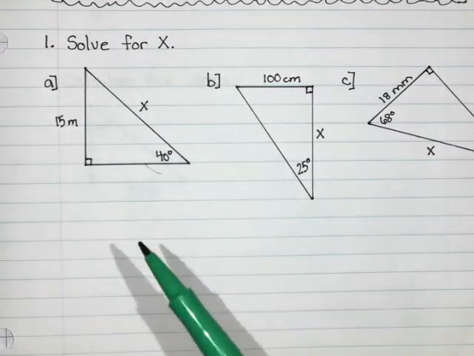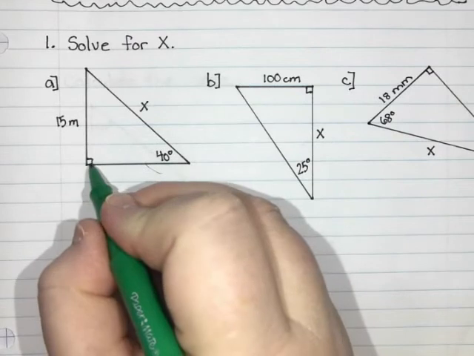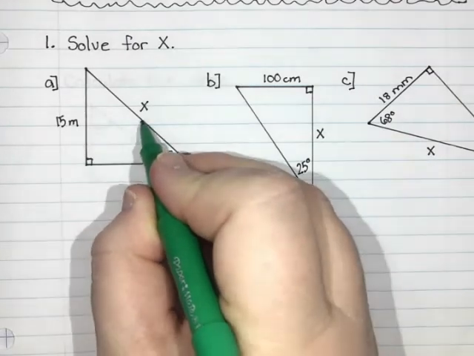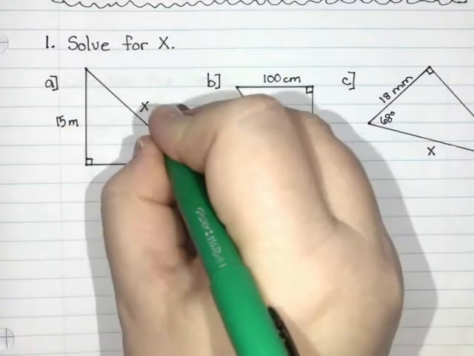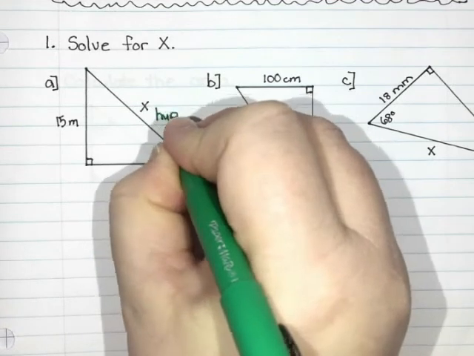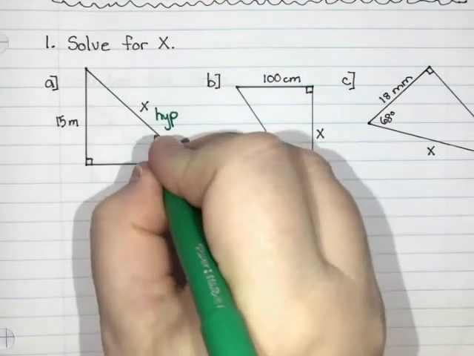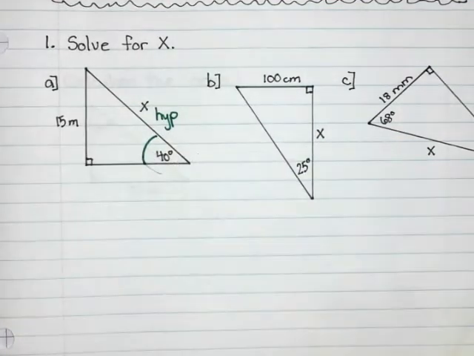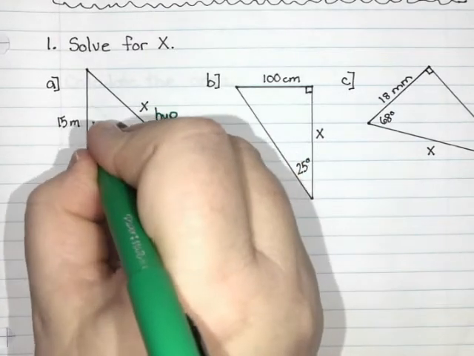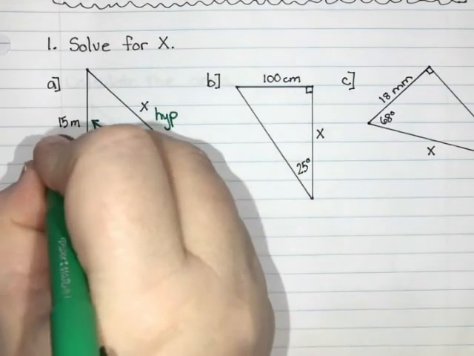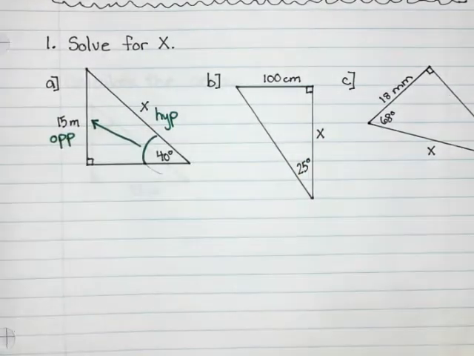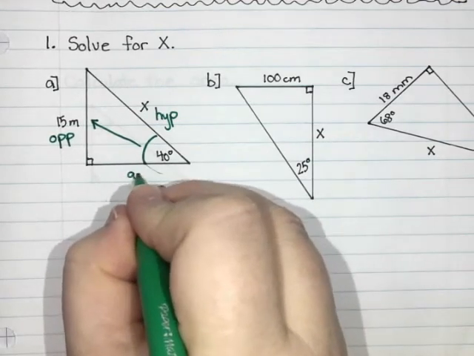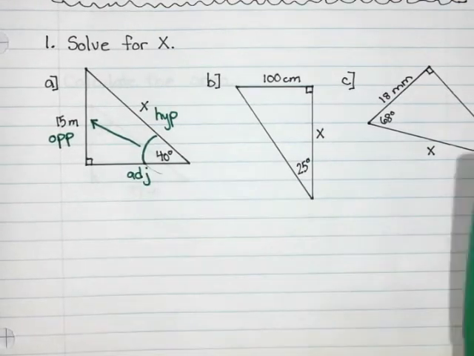First thing you should always do when you're doing one of these questions is label your sides. I'm going to start by finding that 90 degrees, going straight across to the longest side. That is my hypotenuse. Find that angle, which is right here. It's 40 degrees. Directly across from that is my opposite. And then that third side is the adjacent.